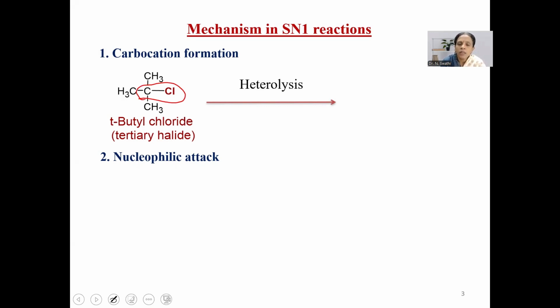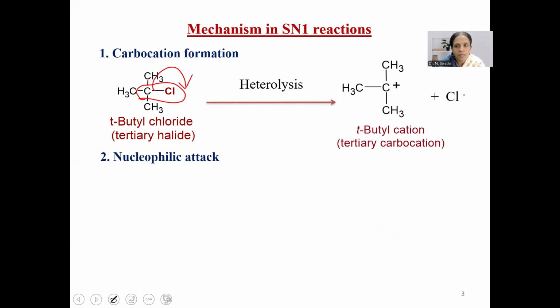Okay, so here the bonded pair of electrons will be more attracted by the electronegativity of chlorine. So chlorine will be taking this particular bonded electron pair along with it, and thus it will generate chloride ion. Now what happens, the carbon which is bearing the halogen, because there is deficiency of electron pair, it becomes electron deficient, and that is how a positive charge will be created on this particular carbon, tertiary carbon.